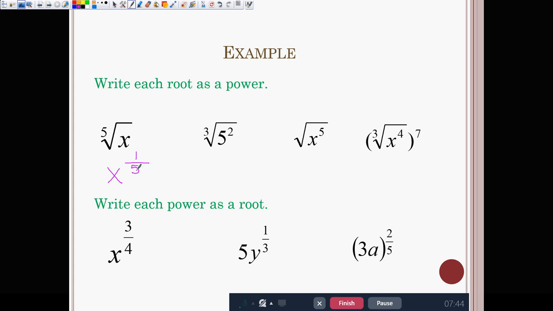Okay, I always start off with my base, my number, or letter. Then we do our numerator, our exponent. What is my exponent? 2. What is my index, my denominator? 3. So this becomes 5 to the 2/3. So you should be writing this down.